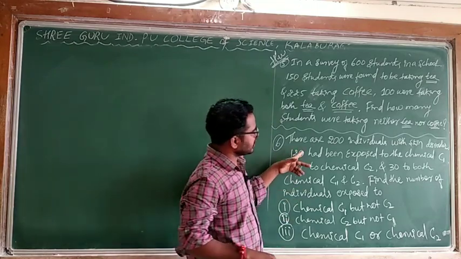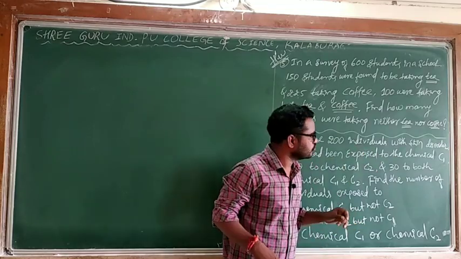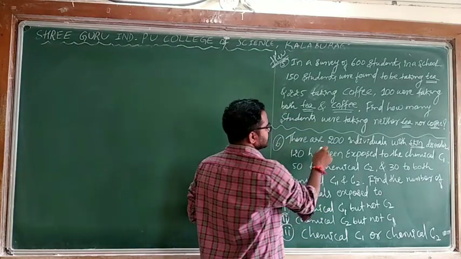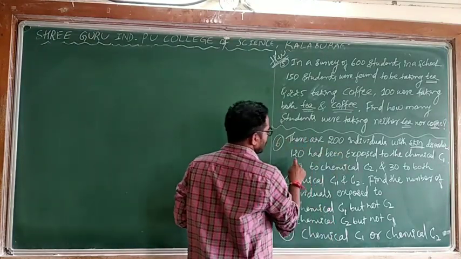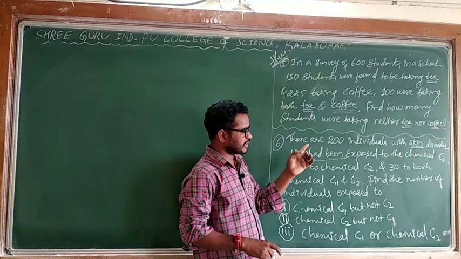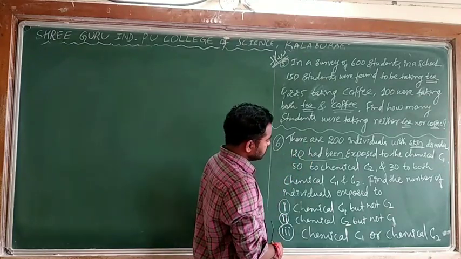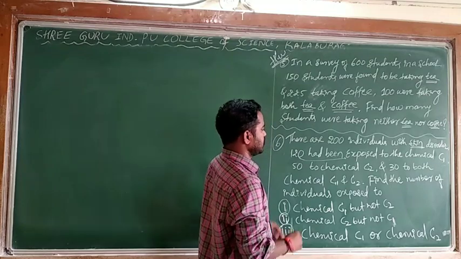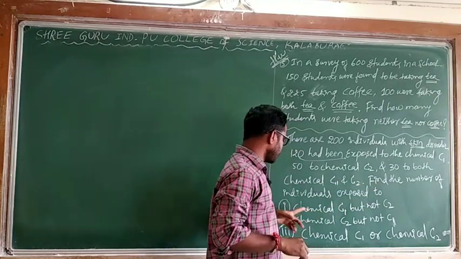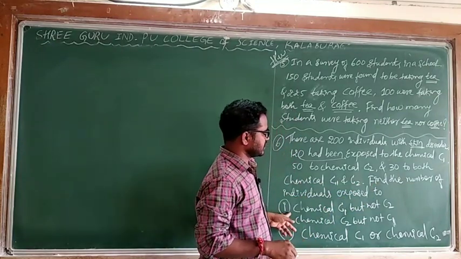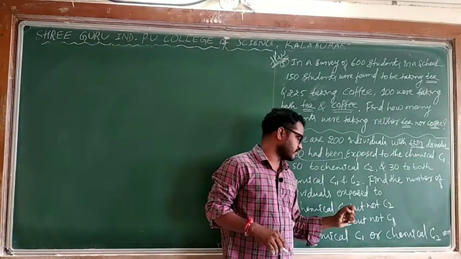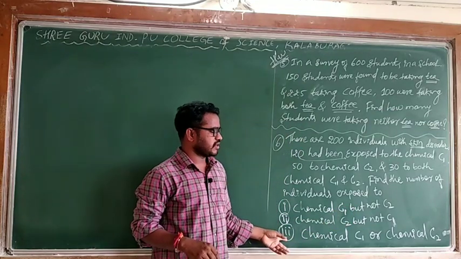Now the sixth one. There are 200 individuals with skin disorder. I said we are solving some daily life problems. 120 had been exposed to chemical C1, and 50 to chemical C2, and 30 to both C1 and C2. Find the number of individuals exposed to chemical C1 but not C2, chemical C2 but not C1, and chemical C1 or chemical C2.